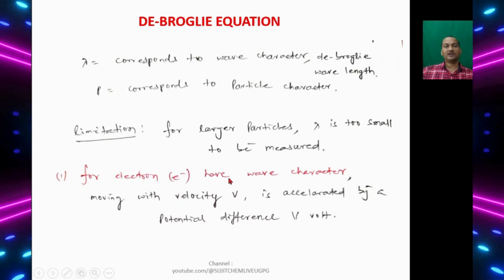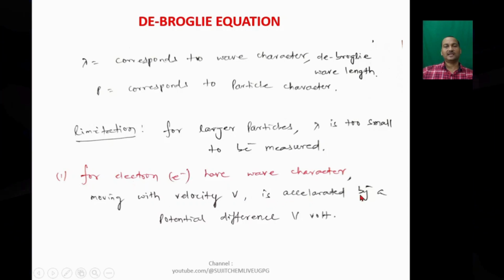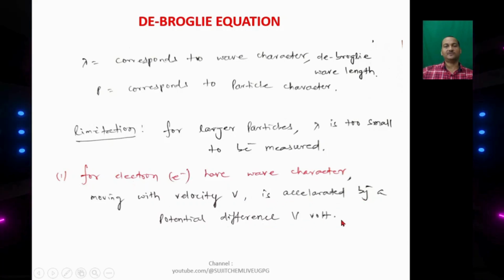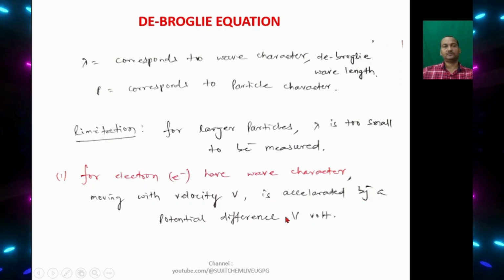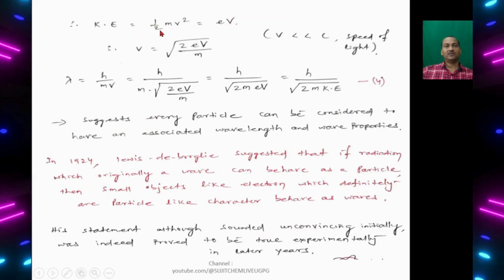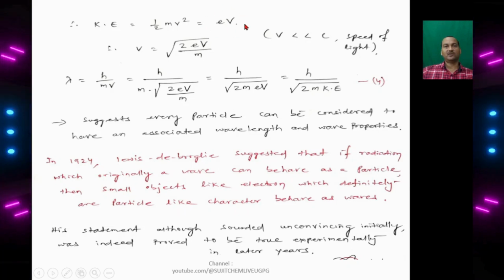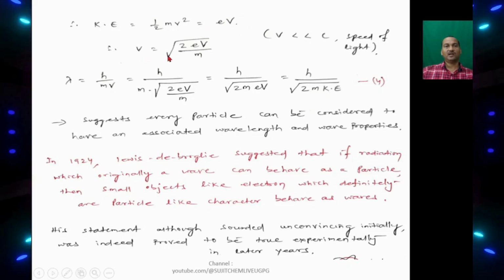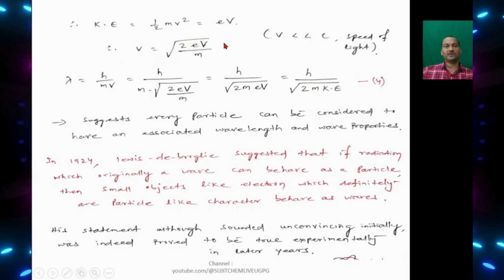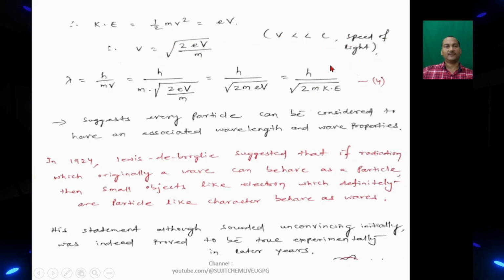And the limitation is for larger particles lambda is too small to be measured. And for an electron having wave character, moving with velocity v and accelerated by a potential difference of V volt, as we know, the kinetic energy is half mv square. That you can measure in terms of electron volt. So v will be equal to square root of 2eV upon m, where v is less than c, that is the speed of light.